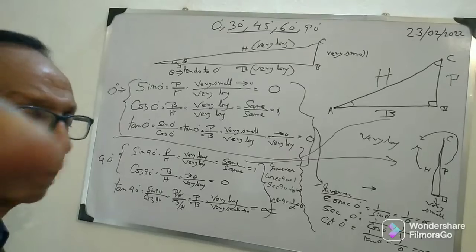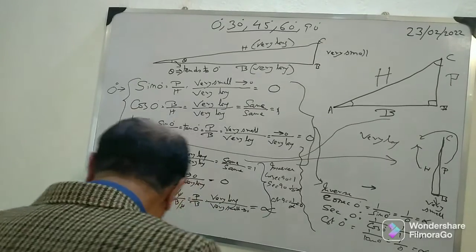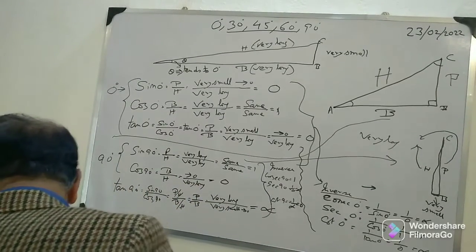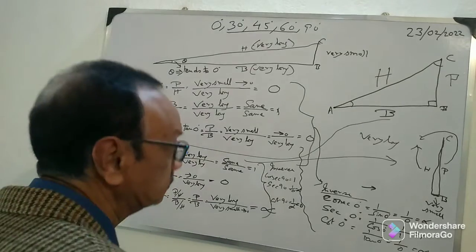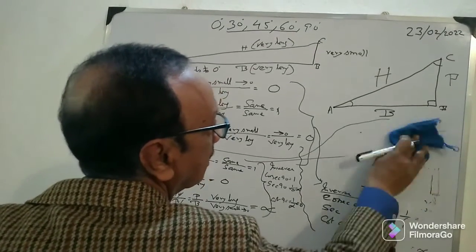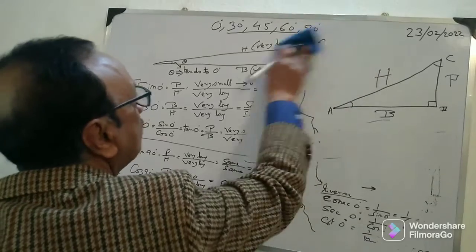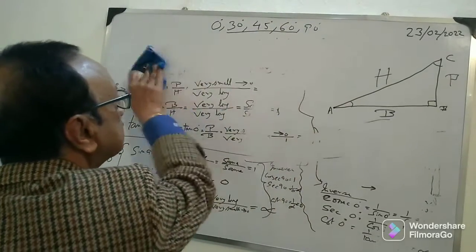Okay. Now let me show something. Now, I will mention why the values are what they are for 30 degree, 45 degree and 60 degree.